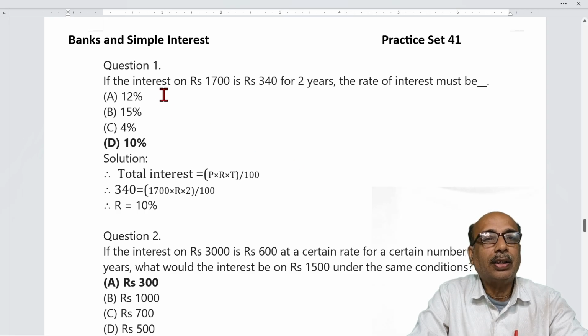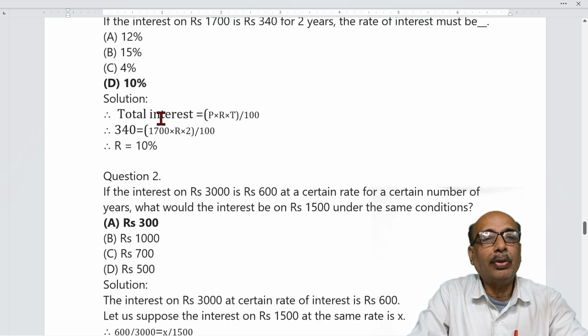First question: if interest on rupees 1700 is rupees 340 for 2 years, the rate of interest must be. Substitute the values: total interest equals PRT upon 100. 340 is the interest, 1700 is the principal amount, R we don't know, into 2 upon 100. Cross multiply and simplify it. You will get R equals 10%. So option number D.